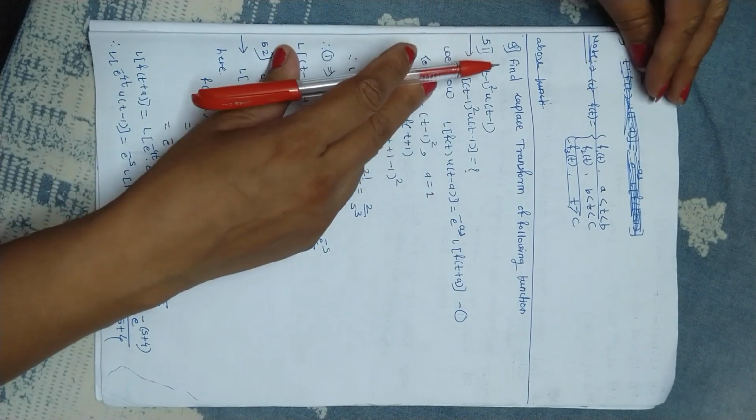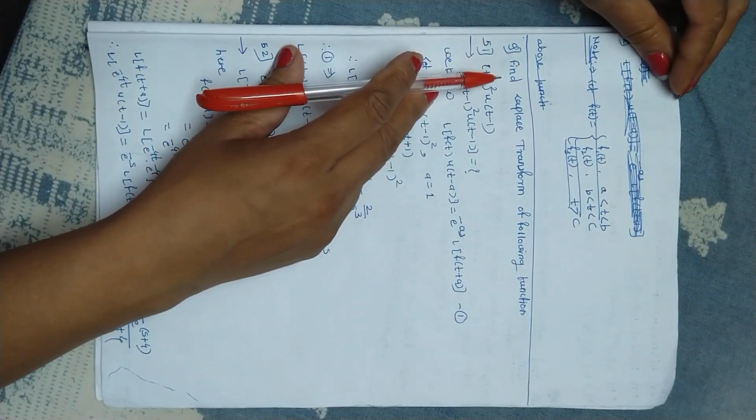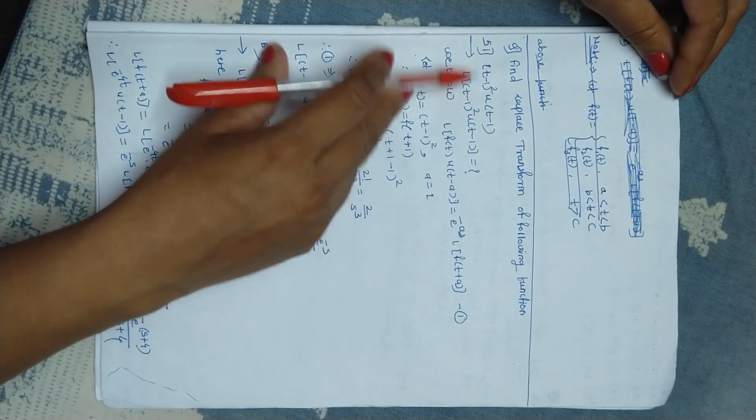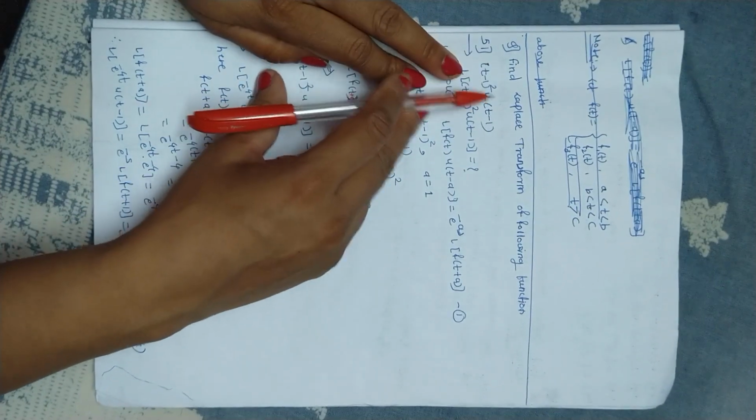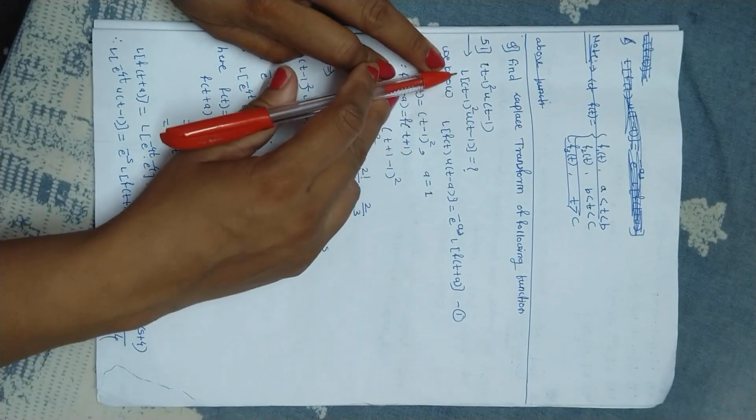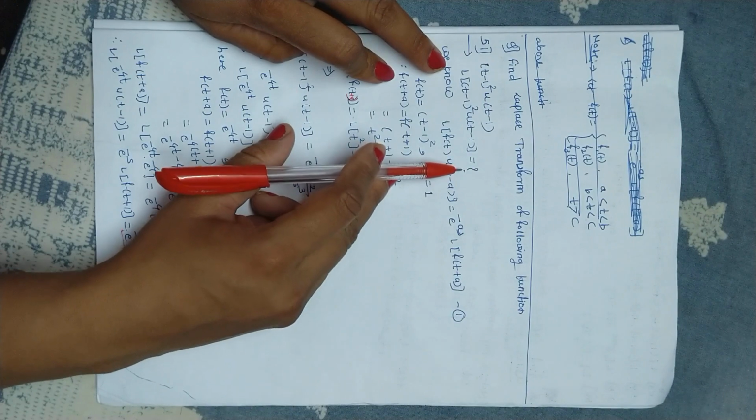Now consider, the question is the same. Find the Laplace transform of the following function. Example 51: (t minus 1) whole square into u of t minus 1. We have to find out the Laplace of this function.